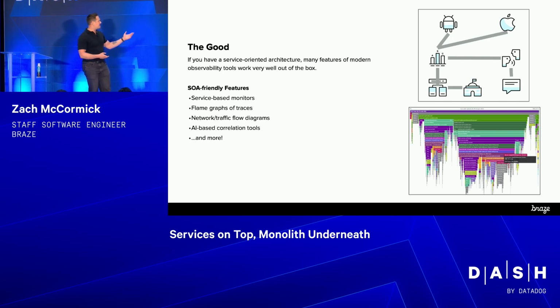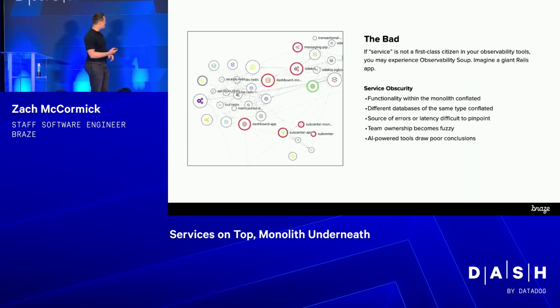If you've got flame graphs of traces, so a trace graph there on the right, you see there's different colors for different services. It's very easy to distinguish where we're spending all of our time. Network and traffic flow diagrams are also very simple to understand, showing where your high traffic areas are. And then AI-based correlation tools, this is actually one of the ones I think is the most interesting. When they're provided with a lot of context, all these different pieces, they can actually use that data to make much more well-informed decisions versus, again, if everything is just one thing, it just thinks your application is broken. And it's, yeah, we know, but we might need a little more detail than that.